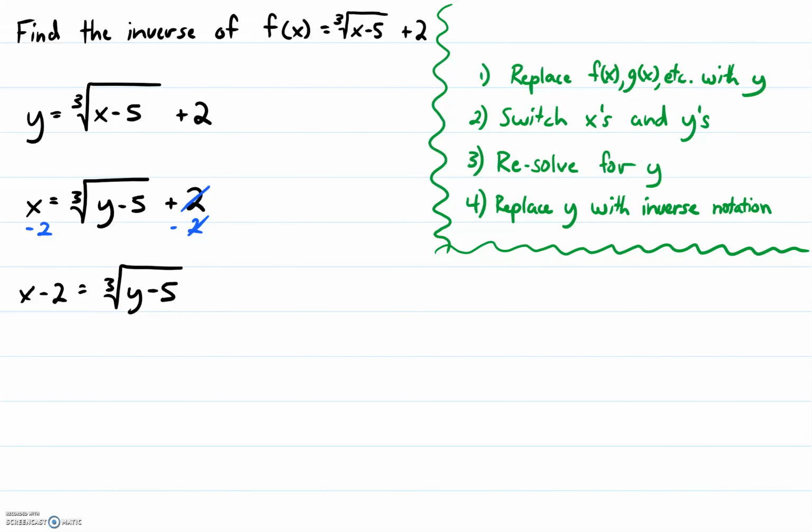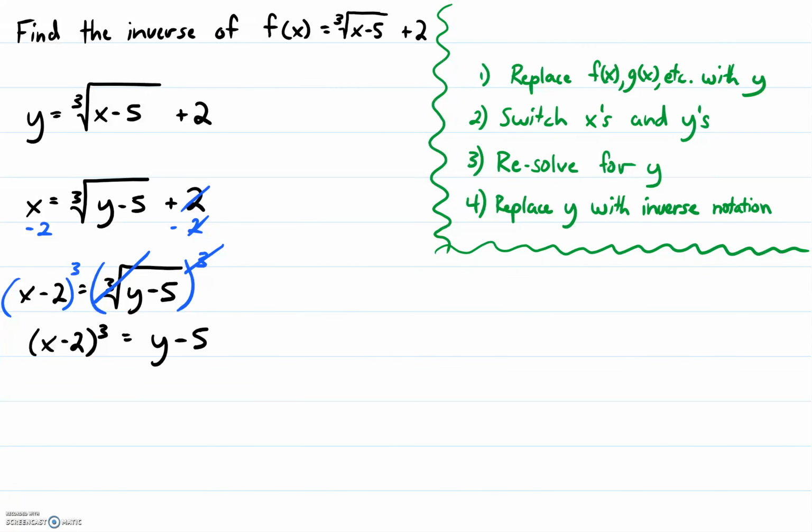Just like if you had a square root, you could square both sides to cancel out the square root. To get rid of a third root, or a cubed root, we're going to raise both sides to the third power. So we're going to raise all of the left-hand side to the third power, the x minus 2, and all of the right-hand side to the third power. And the cubed root and the cube power are going to cancel each other out. So on the left-hand side, we'll have x minus 2 to the third power still. We need to keep those parentheses. And on the right-hand side, the cubed root is now gone, so we have y minus 5.